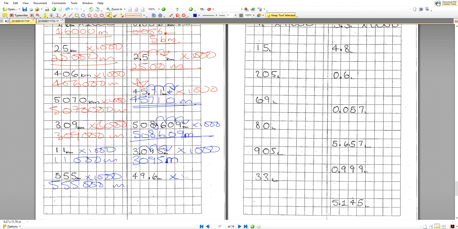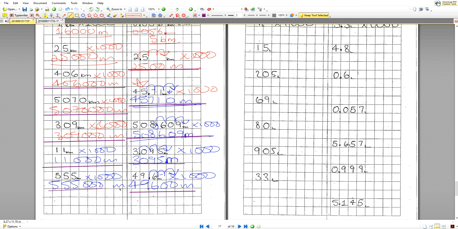49.6 kilometers times it by 1,000. 1, 2, 3. Copy, copy, copy. Got 2 gaps. Fill it with zeros. And we are done there. So I'm just going to quickly underline the answers for you here, so you can see them more clearly. Okay, we've got some underlines here. So we can go back into the video.